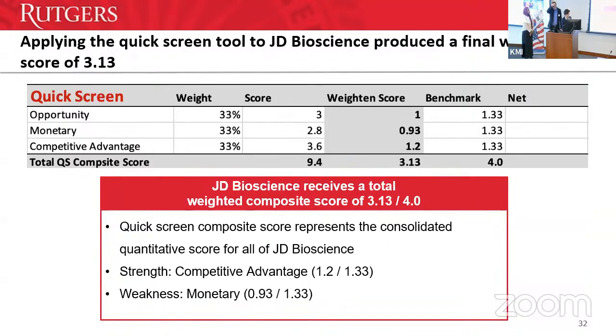Okay, so that all culminated in a total score of 3.13 out of 4.0, and that is a very high score for a startup. And some of the highlights or their strength came down to be their competitive advantage, not surprising with their biomarker strategy and their unique mechanism of action of their drug. And then in terms of the weakness, not surprising that it was monetary, because as a startup, you're always not that well equipped with a lot of resources.